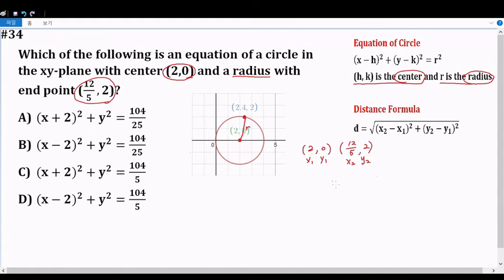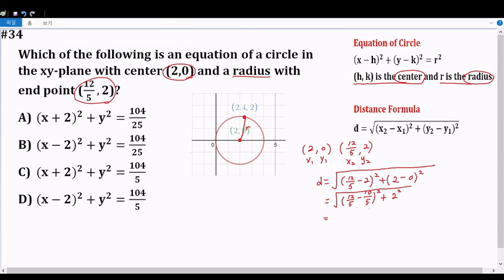Now let's plug them in. The distance is equal to square root of x2, which is 12/5, minus x1, which is 2, squared, plus y2, which is 2, minus y1, which is 0, and then squared. 12/5 minus 2, I'm going to do the common denominator, which is 5. Then I get 10/5 squared plus 2 minus 0 is 2. Then we do squared. And the whole thing is square root.